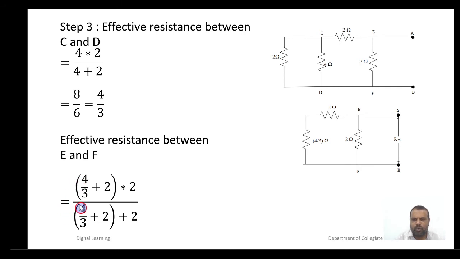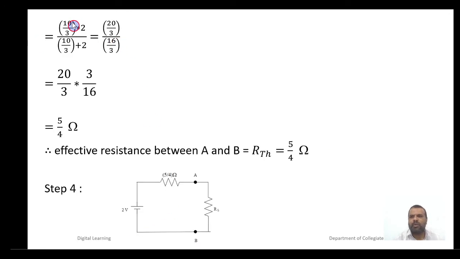That is equal to (4/3 plus 2) into 2 divided by (4/3 plus 2 plus 2). That is equal to (10/3) into 2 divided by (10/3 plus 2). That is equal to (20/3) divided by (16/3). That is equal to 20/3 into 3/16. That is equal to 5/4 ohms. Therefore, effective resistance between A and B is RTH equal to 5/4 ohms. Step 4. Equivalent.